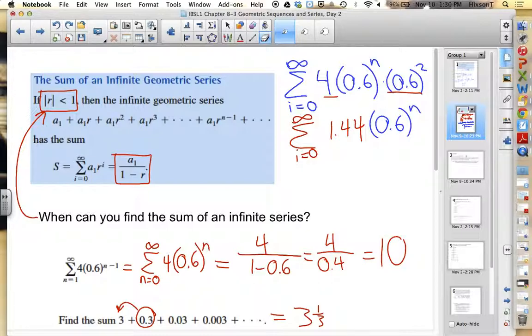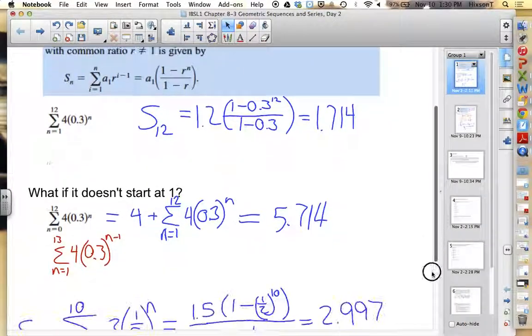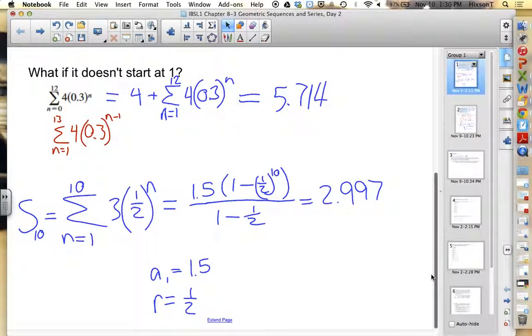But for the other problem that we did, when Ellie asked why the first term was 1.5 instead of 3, are you talking about back here? Yeah. This one, because it's a finite one, it's just working a little differently. For finite series, you have to find A1 first. It's not a term right there.